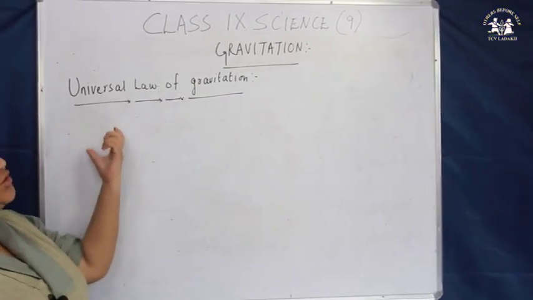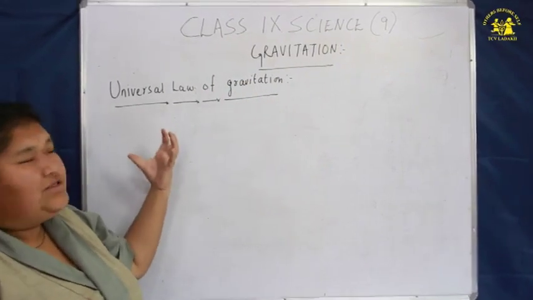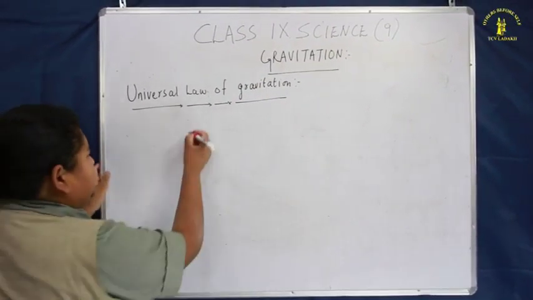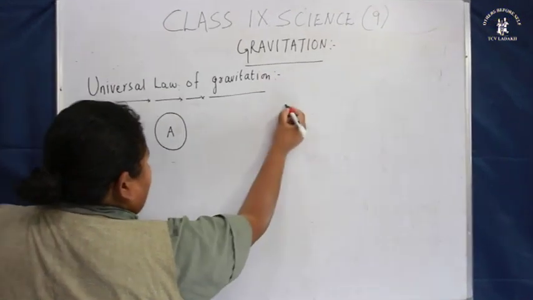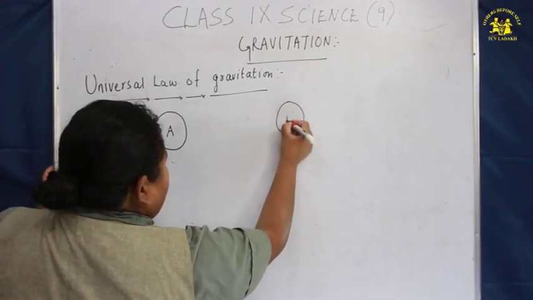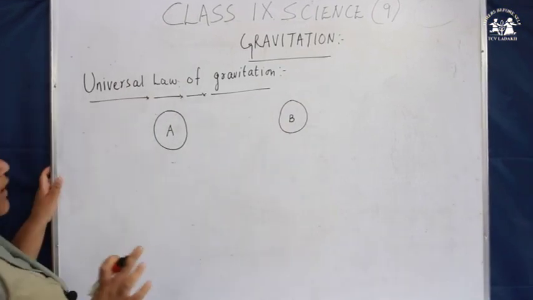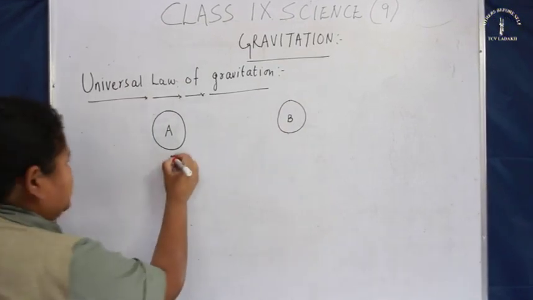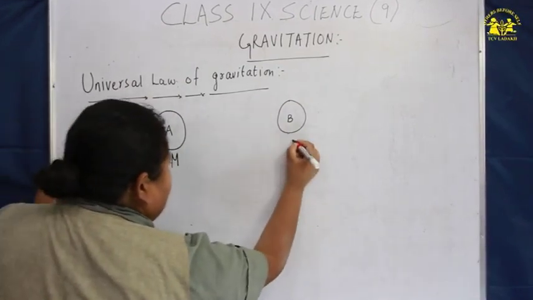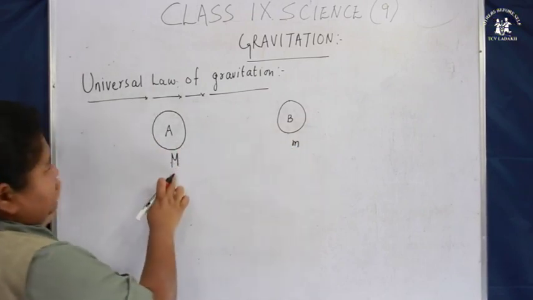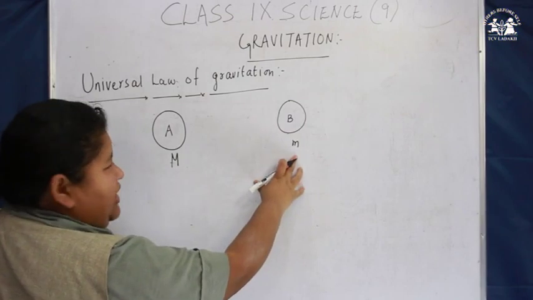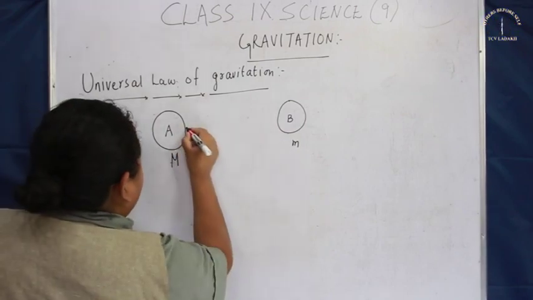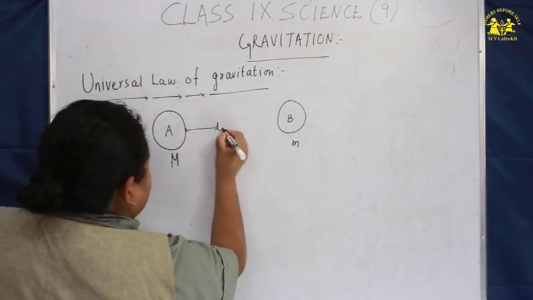Okay, now what is given in the universal law of gravitation is, let's suppose we have two objects, object A and object B. Now according to the universal law of gravitation, let's suppose object A's mass is capital M, object B's mass is small m, right? And the distance between the two objects is D.